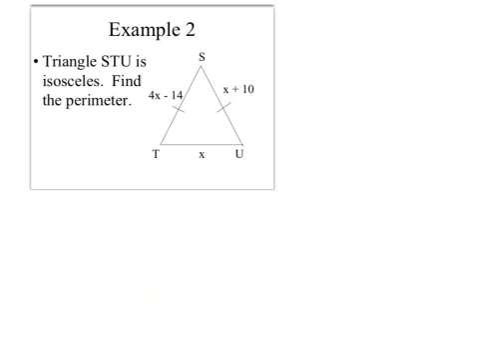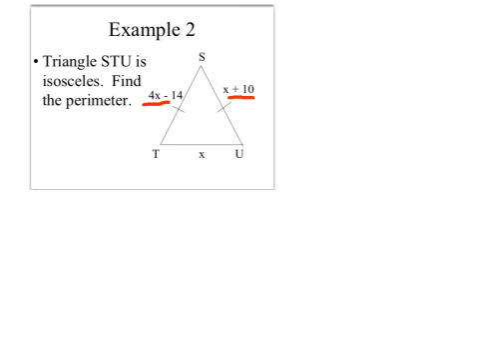In my second example, I have an isosceles triangle, and I do have the picture provided. I have the two congruent sides marked congruent and then labeled with some expressions. And I also have the base labeled with x. And I want to find the perimeter of this triangle. So the first thing I want to do is find x, and I'm going to do that by setting the two congruent sides equal to each other. And I'm not going to worry about the x that's on the base for right now.